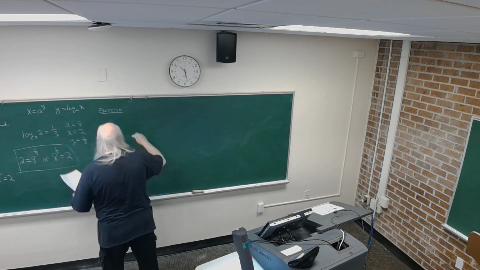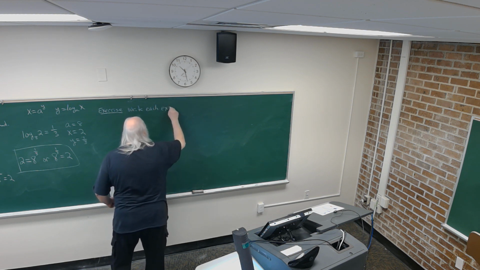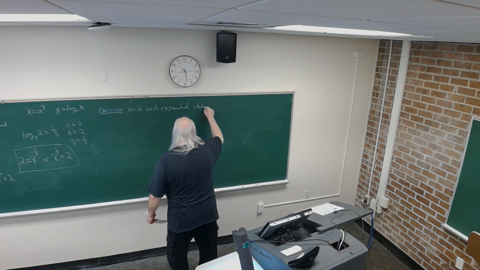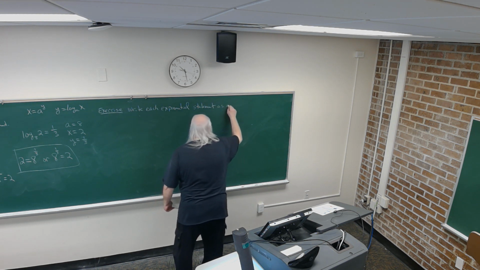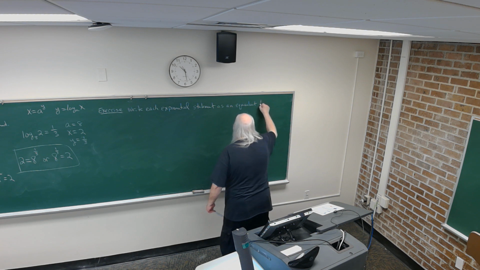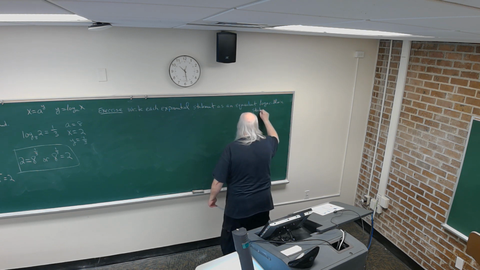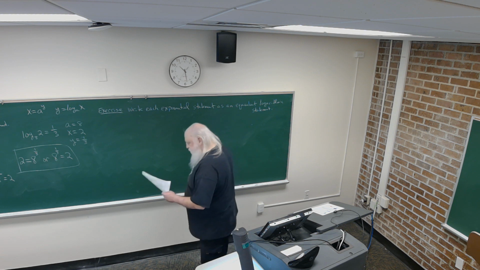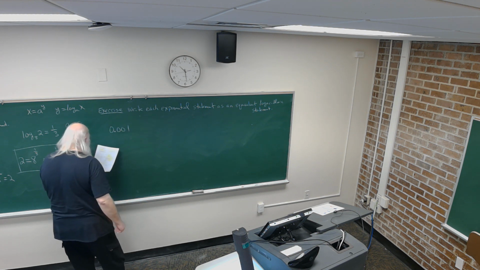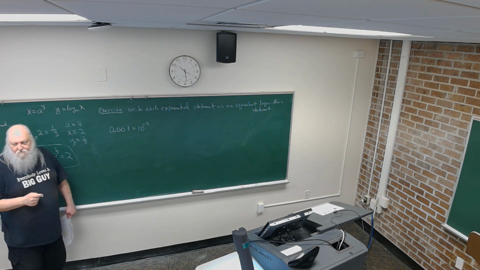In the next exercise, we're going to do the opposite. We're going to write each exponential statement as an equivalent logarithmic statement. And so we have 0.001 is equal to 10 to the minus third power. Is that a true statement?